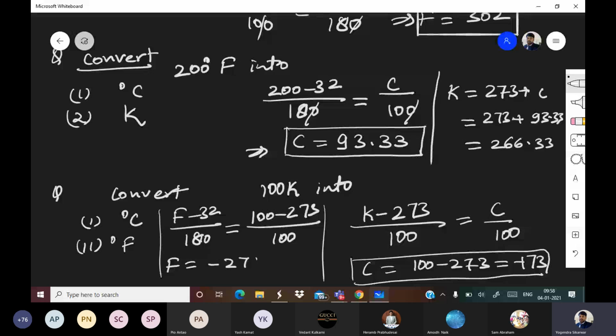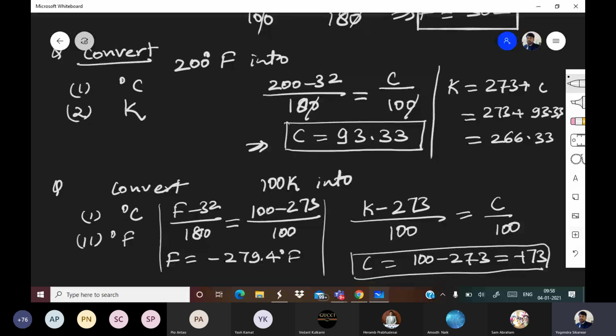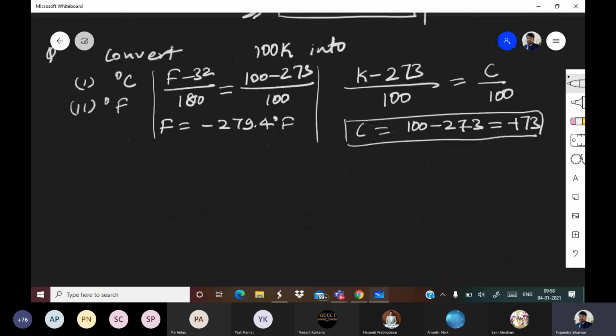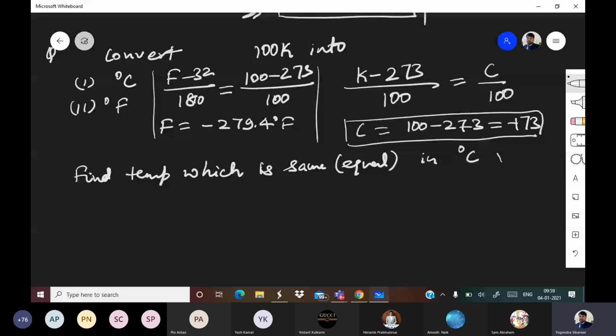Okay, everyone. Just a quick quiz question. Find the temperature which is the same in degree Celsius and degree Fahrenheit. Please tell.